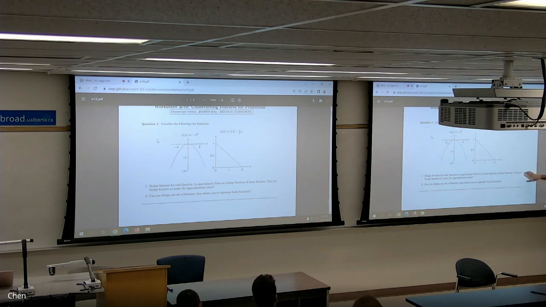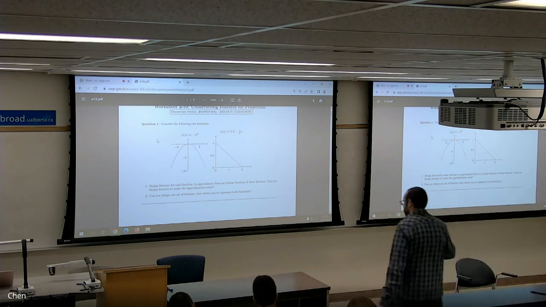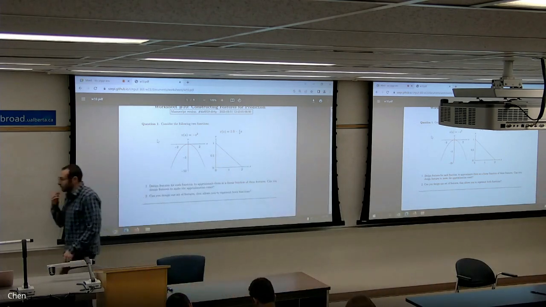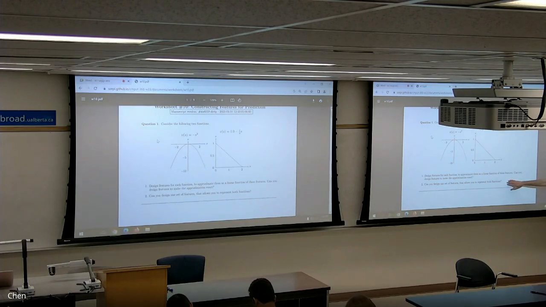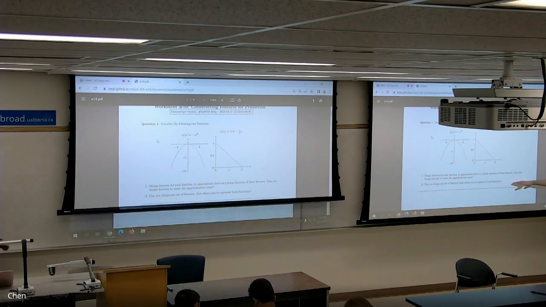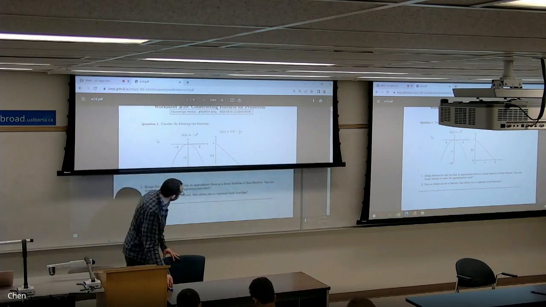The question is, can you design features for each of these functions separately so that you can approximate them as a linear function of these features? And then can you also design features that make this approximation exact? For instance, one feature could be 1, just a feature that's always 1. That can approximate these functions in a linear way, but maybe that approximation is bad. So design good features. The second question is, can you design one single set of features that allows you to represent both these functions?